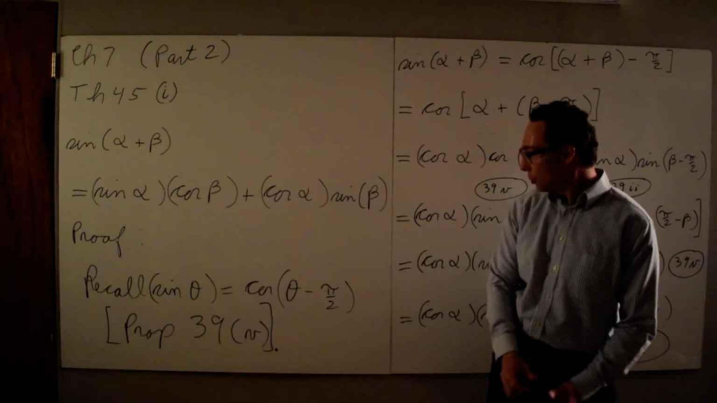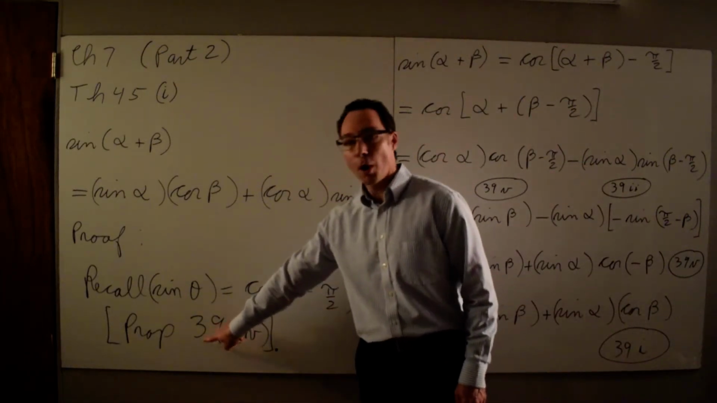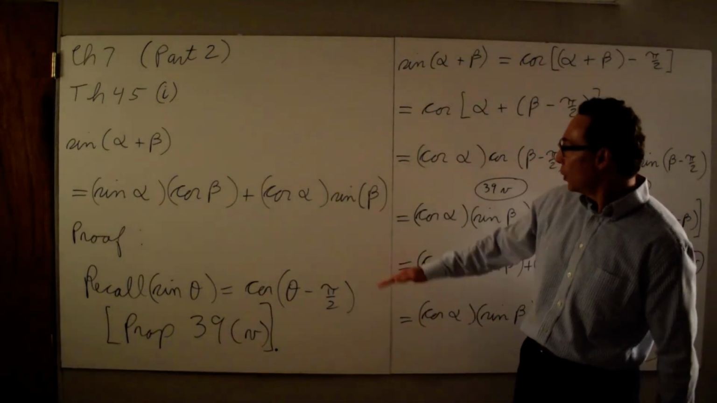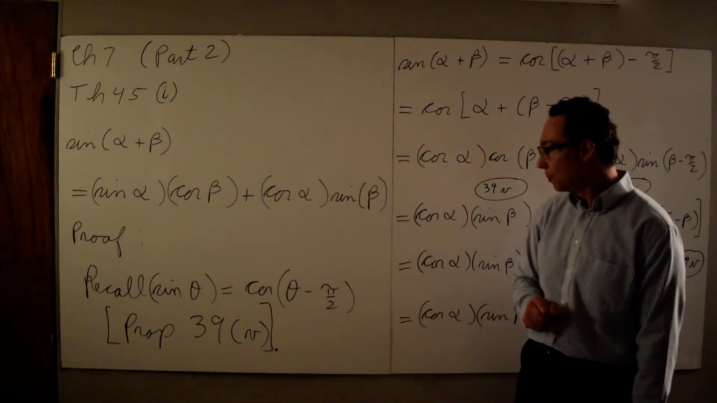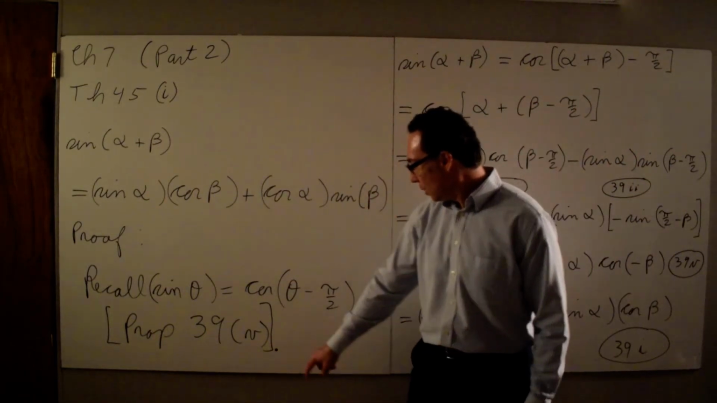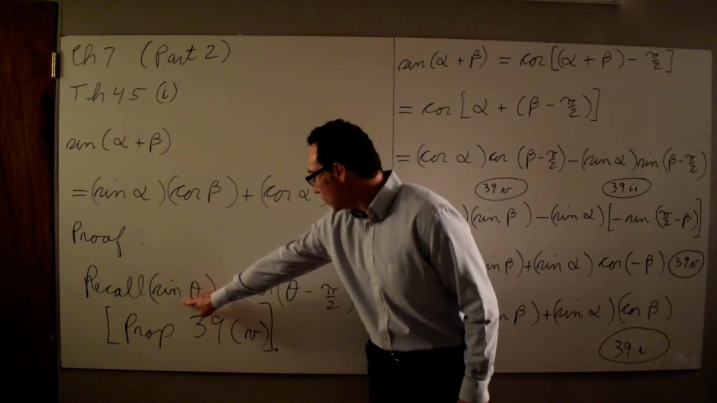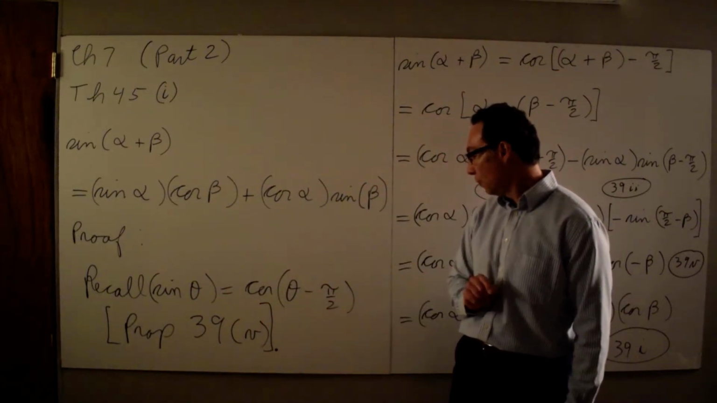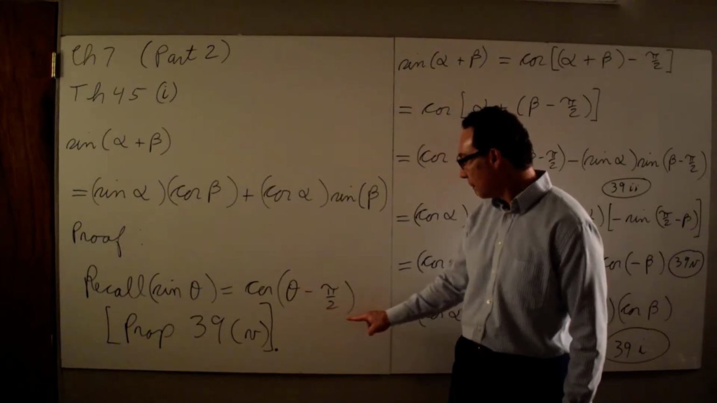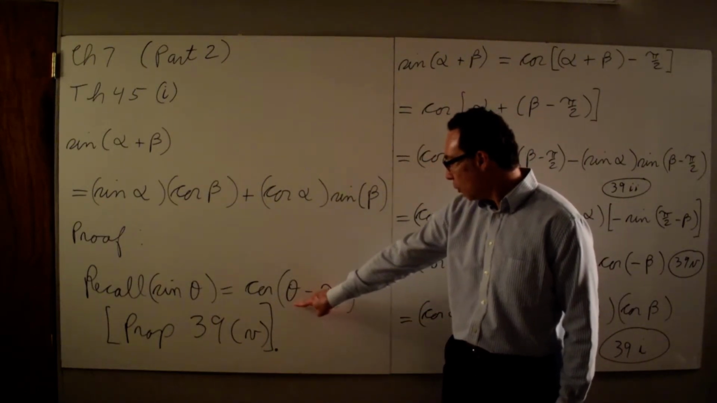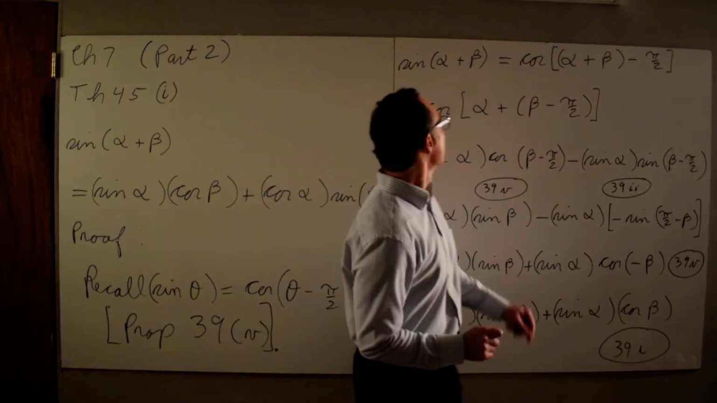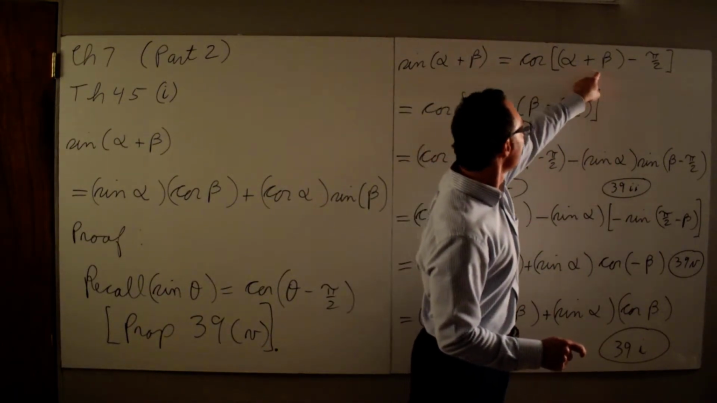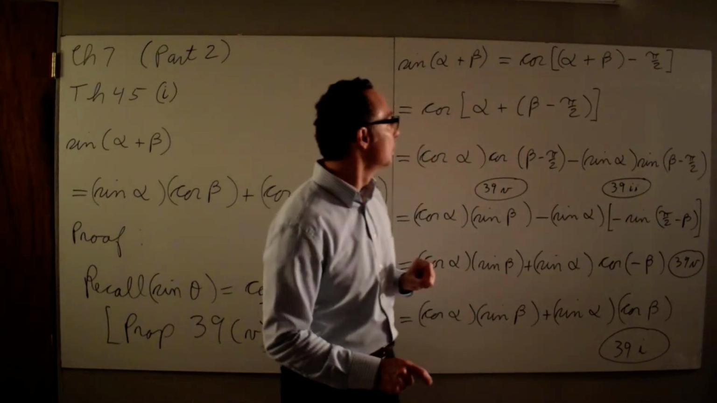And we're going to use proposition 39. We're going to use proposition 39 a lot in the proof of this. And we're also going to use, as I mentioned, Part 2. So proposition 39 part 5, recall that sine of theta is equal to cosine of theta minus pi over 2. And this is true for all theta. We're going to apply this to alpha plus beta. So sine of alpha plus beta is cosine of alpha plus beta minus pi over 2.